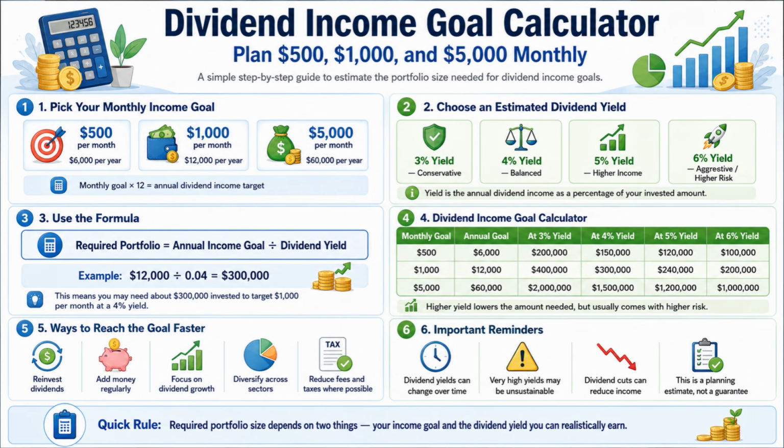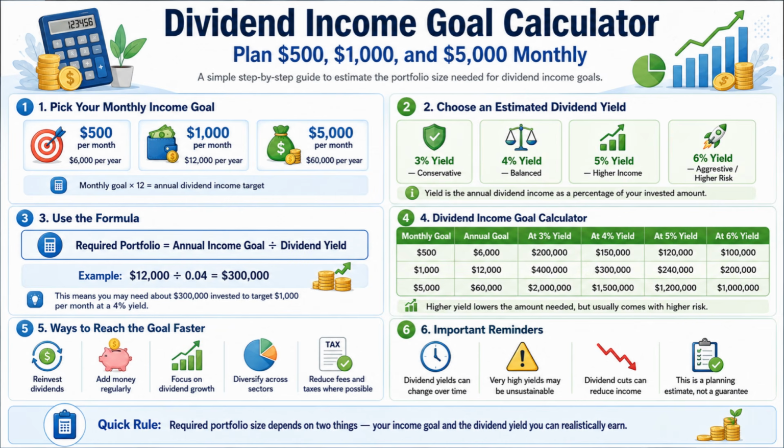The formula is required portfolio equals annual income goal divided by dividend yield. For example, if you want $12,000 per year and you estimate a 4% yield, then $12,000 divided by 0.04 equals $300,000. This means you may need around $300,000 invested to target $1,000 per month at a 4% dividend yield.